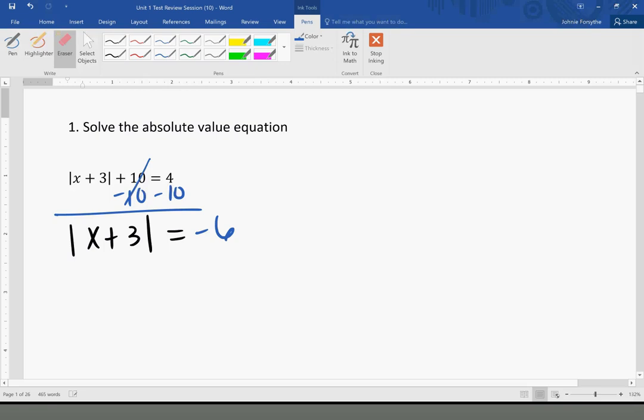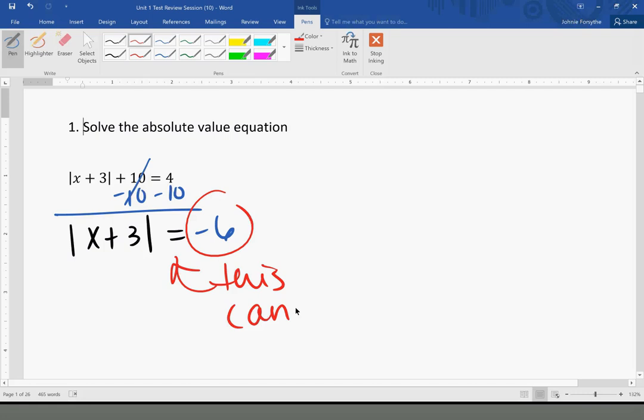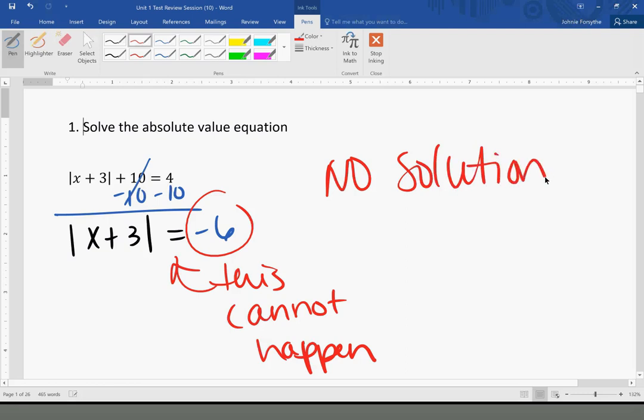Now, remember, the absolute value of something can never be a negative number because the absolute value describes the distance that expression or number is from 0. So this can't happen. We cannot have an absolute value being equal to a negative number. Once we see this, we can stop and say the answer is no solution. There's no need to continue solving this because we have the absolute value equaling a negative number.